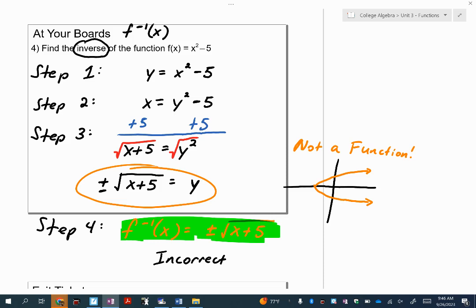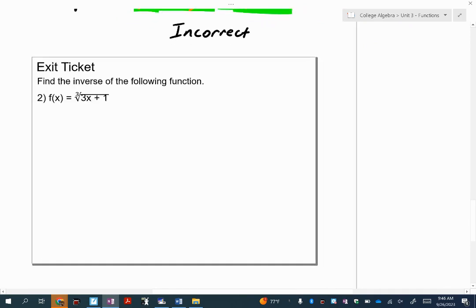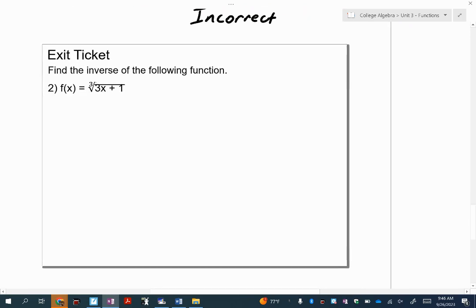I'll show you how the delta math's going to look here in a moment. You okay, Minerva? Okay. Let's do one more. Let's do the one right below it. Do you guys see this one right below it? It says exit ticket. Obviously, this is not an exit ticket. It's a little bit below. There you go.